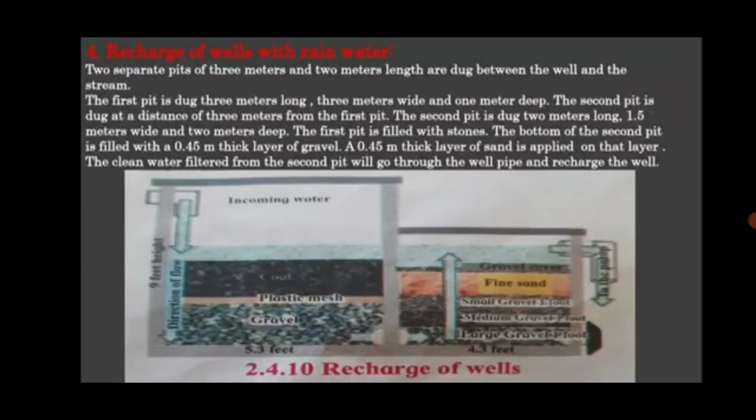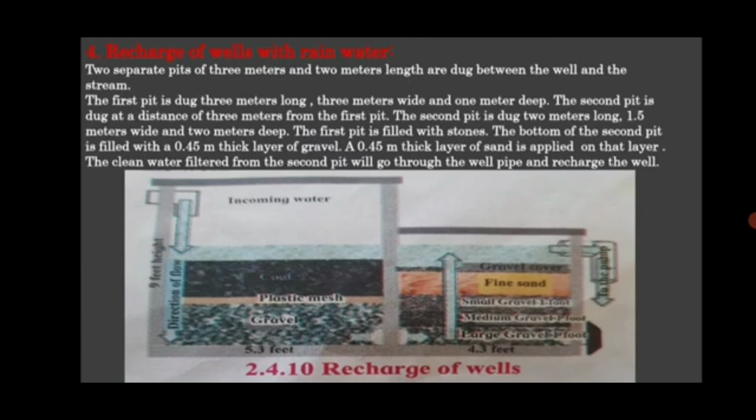Next, recharge of wells with rainwater. Now here, 2 separate pits are dug between the well and the stream. The first pit is dug 3 meters long and 3 meters wide and 1 meter deep. The second pit is dug at a distance of around 3 meters from the first pit, so that the distance is around 3 meters from each other. The second pit is dug 2 meters long, 1.5 meters wide and 2 meters deep.